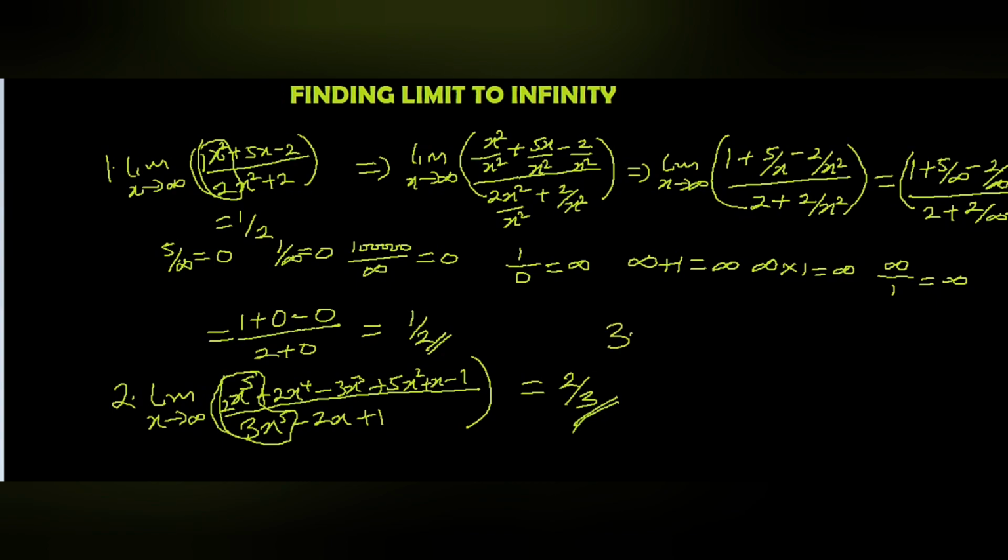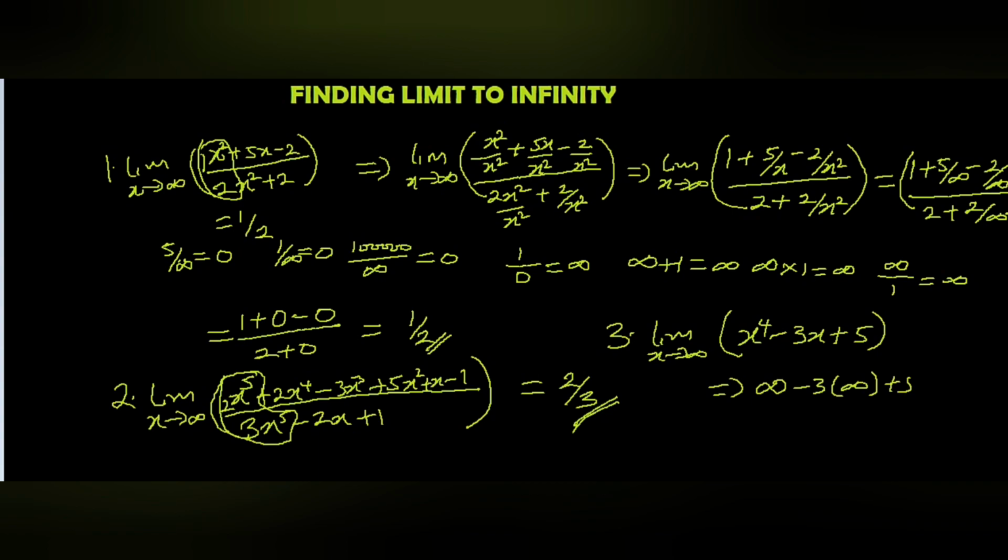So let's look at example 3. You have to find the limit as x tends to infinity of x raised to the power of 4 minus 3x plus 5. Now let's take the limit. Here you just directly substitute because there is no denominator. So if you substitute directly, you are going to have infinity minus 3 times infinity plus 5. And you know that I told you that infinity minus anything multiplied by infinity is going to give you infinity.